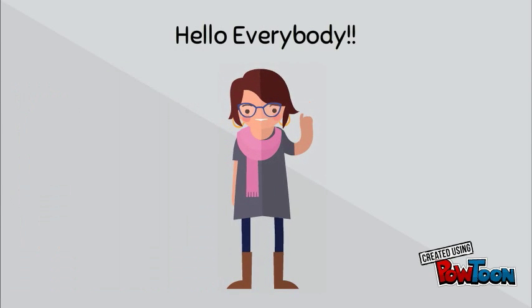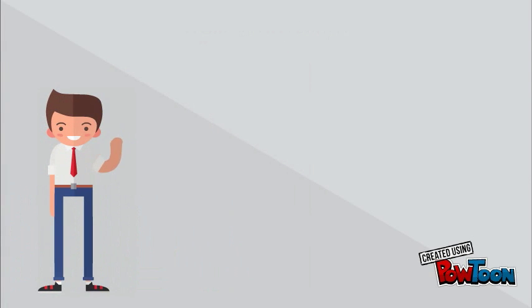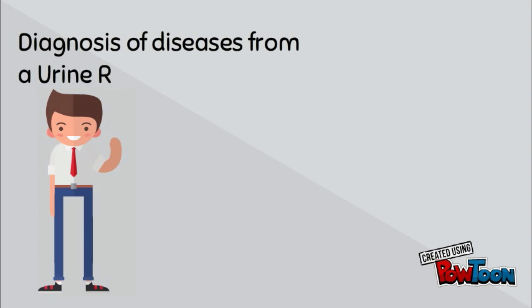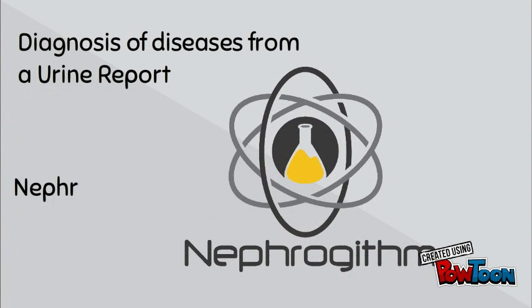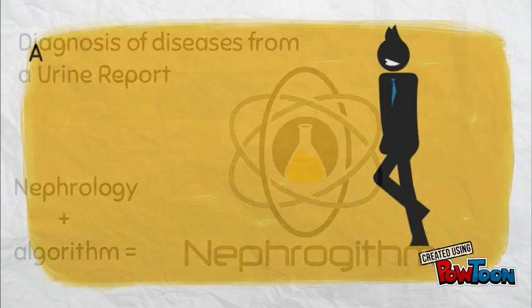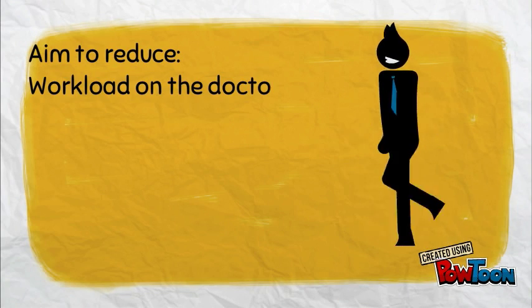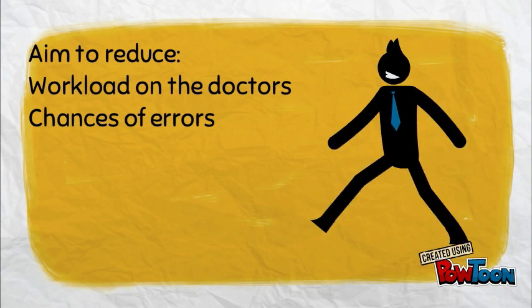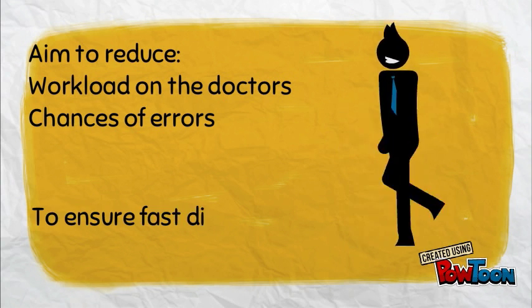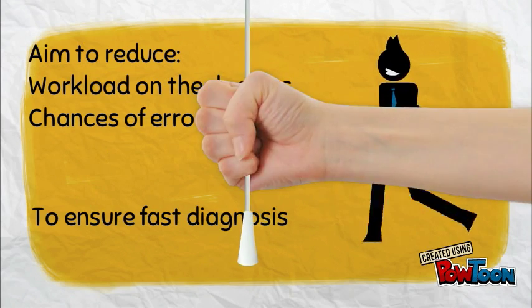We present to you an application which will help doctors in the diagnosis of diseases from a urine report. We call it Nephrogithm, which is a combination of nephrology and algorithm. Our aim is to reduce workload on the doctors and the possible chances of error in the diagnosis of diseases, and also to ensure fast diagnosis so that more patients can be entertained.